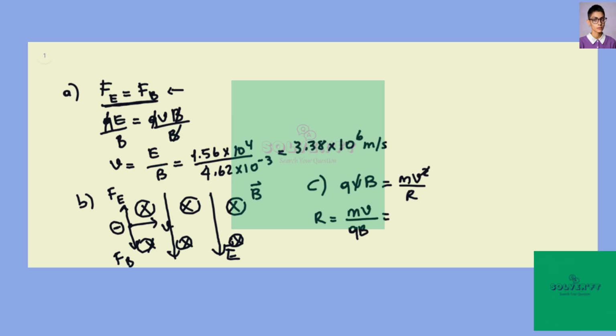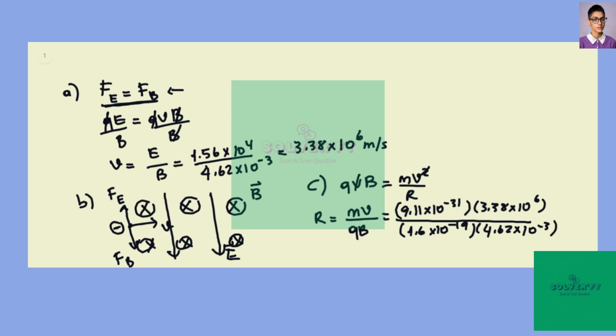When we plug in the numbers, 9.11 times 10 to the power of negative 31 times the speed, which we calculated to be 3.38 times 10 to the power 6 from part A, and then we divide this by the charge of an electron, 1.6 times 10 to the power negative 19, times the magnitude of the magnetic field, which was given to us as 4.62 times 10 to the power of negative 3. From here, we find the radius to be 4.165 times 10 to the power of negative 3 meters.